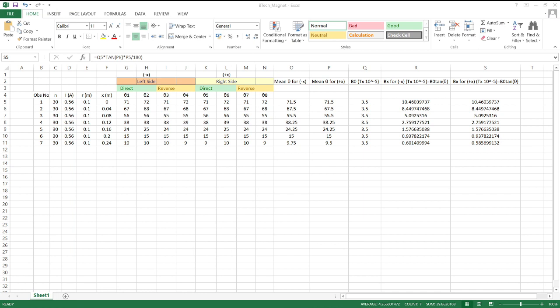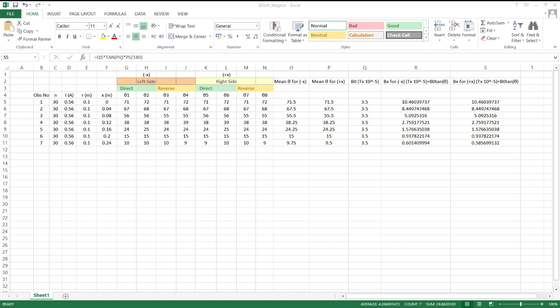So we have noted down this value for the different x values, and you can see the θ1, θ2, θ3, θ4 values have been given by using that simulated data. Now we have calculated the mean θ for that. We have calculated the mean θ for the plus x side and minus x side. We have calculated the Bx for the plus x as well as for the minus x side.